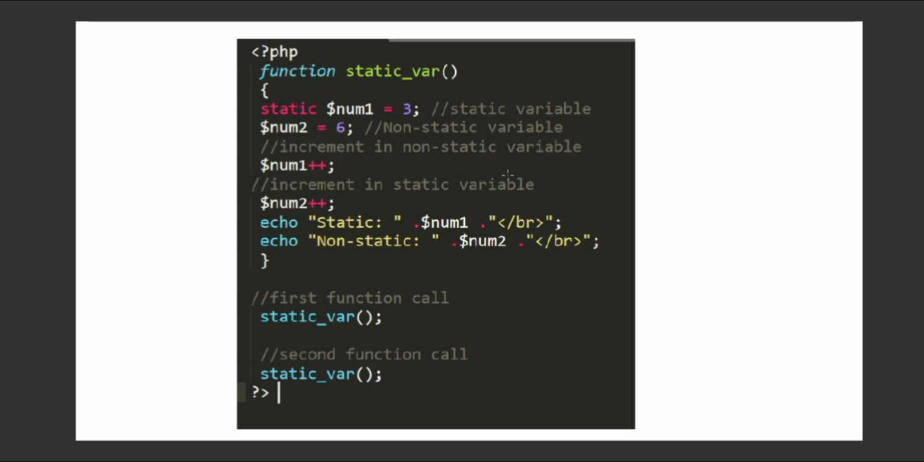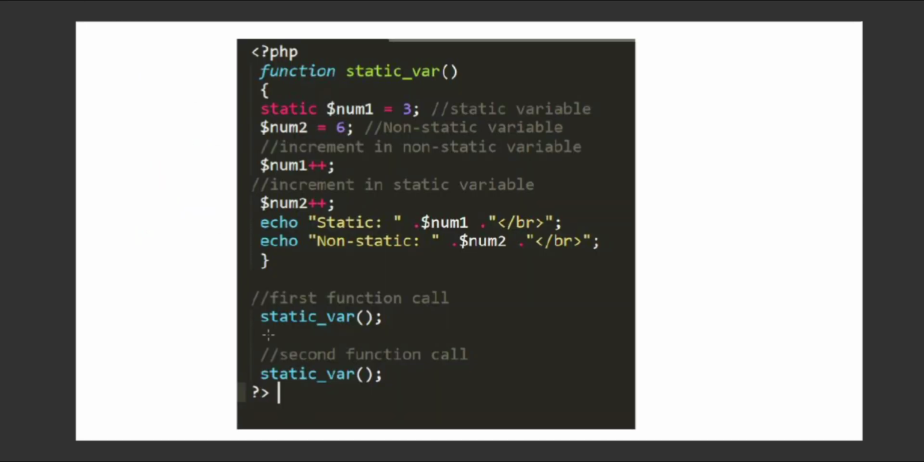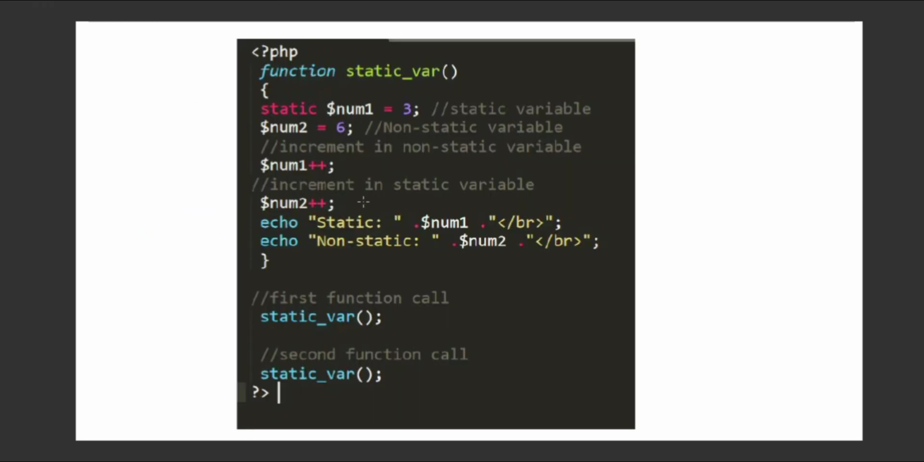First, pause the video, think about it and try to find the answer. The output of this is static 4, non-static 7 when the function is called the first time. Here you will see the same function static var is called two times, and when we call the same function the second time, the static value is 5 and non-static is 7. Now we will see how this output comes.